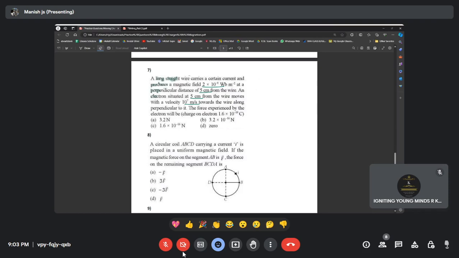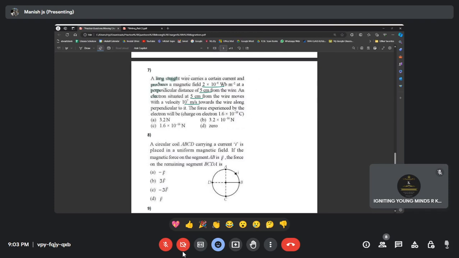So what is the force, children? The force experienced is going to be whenever you have a wire carrying current, and at a perpendicular distance of 5 centimeters from the wire, you have an electron. That means due to the wire, there is a small electron that is revolving. So whenever you talk about that, it is nothing but force.